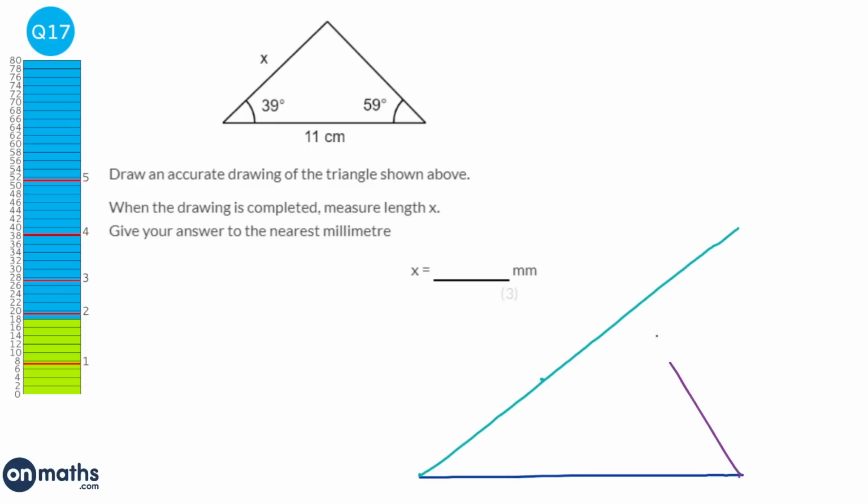This screen's not perfectly calibrated, so it's difficult to do precise work. And then what you can do is get your rubber and rub out the extra bit of line that we had to do. And so this is our 39 degrees here, and you don't need to label this on the diagram, but just so we know what we're doing.